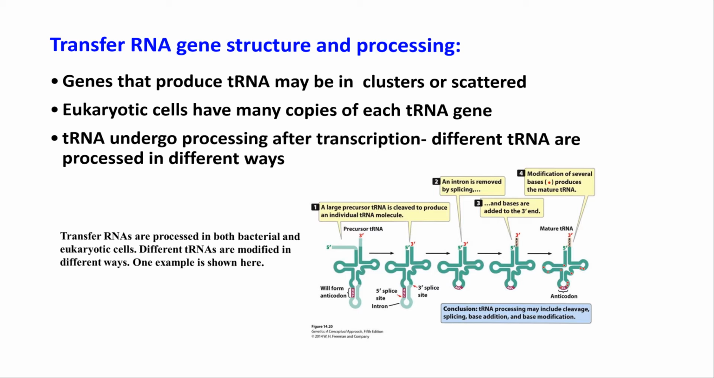Now, once a tRNA is transcribed, it undergoes processing. This processing is very different, and different tRNA groups are processed in different ways. And you have right here only one example of how one tRNA is processed. Usually there is splicing. Most tRNAs contain introns which are spliced, but in a different way from spliceosome-mediated processing.